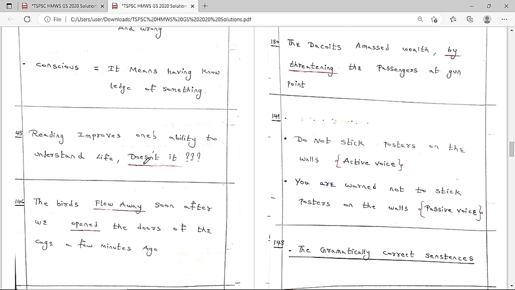Reading improves one's ability to understand life, doesn't it? Question mark.